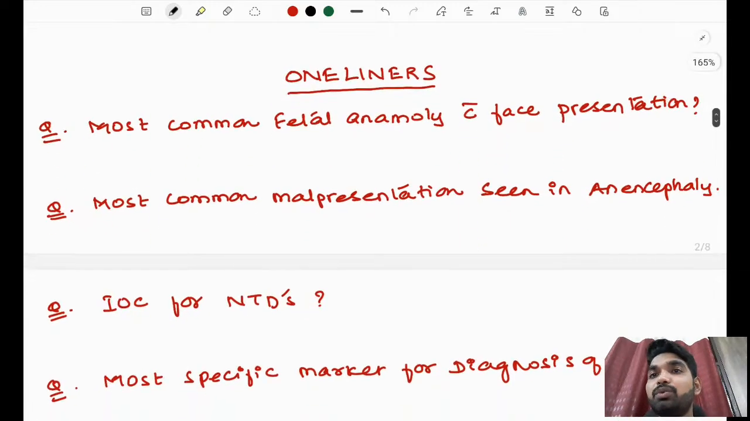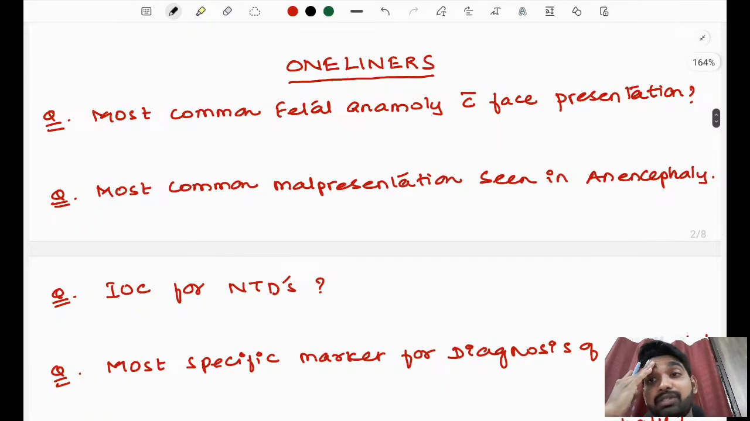Now we are going to go for one-liners. As I told you, these one-liners are very important, and these are from NTDs, neural tube defects. Now you people should answer. First question: most common fetal anomaly with face presentation? Excellent Ramaswamy, excellent Priya. Yes, you people are right. It is anencephaly, the most common fetal anomaly with face presentation.